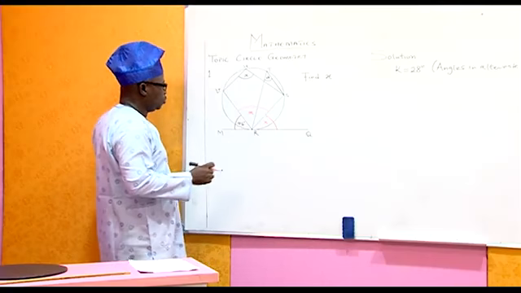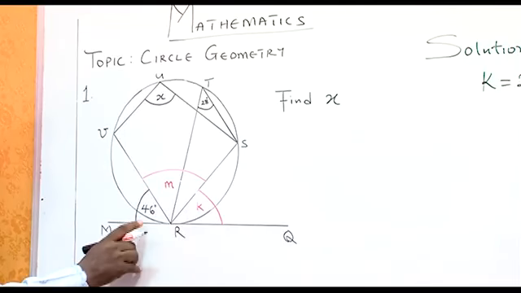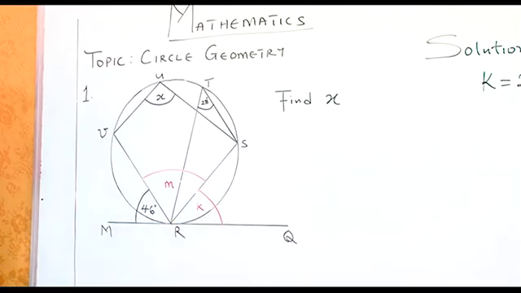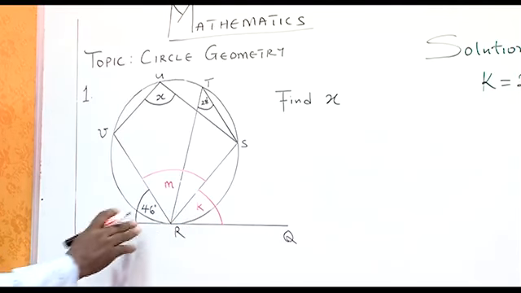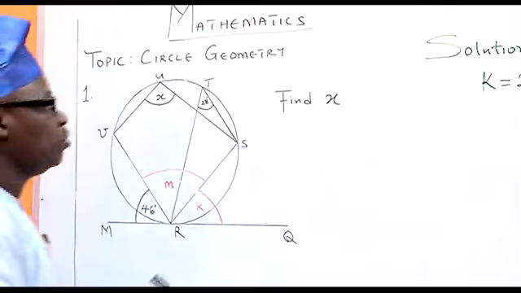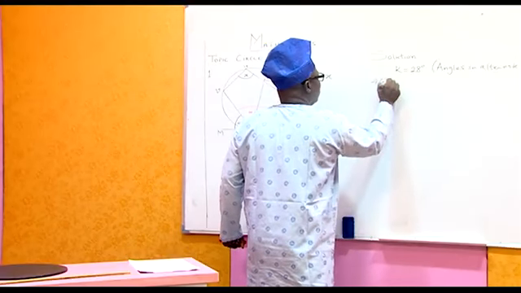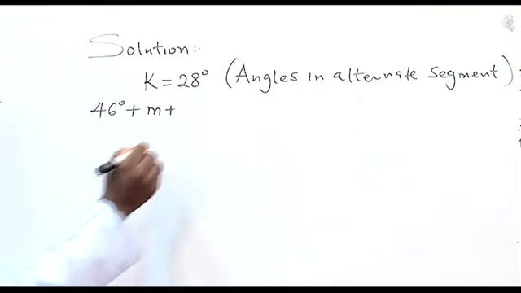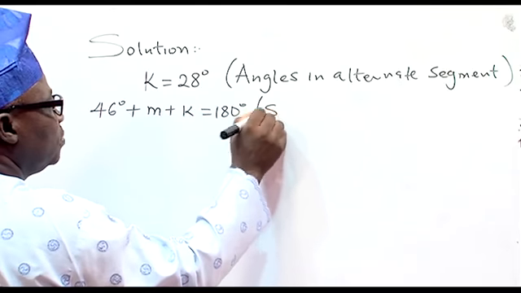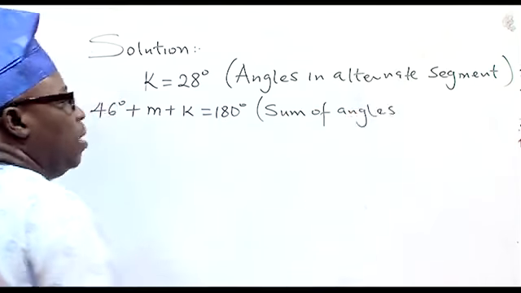Now the next thing we are going to do is to find angle M. To find angle M, you observe that angle 46, angle M, and angle K, the three of them lie on a straight line. So the sum of angles on a straight line is going to be 180. So we are going to approach it from that point. That is 46 plus M, then plus K is 180. The reason: sum of angles on a straight line.